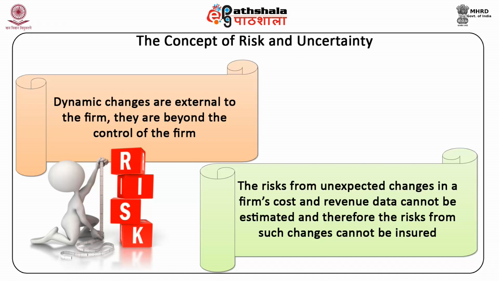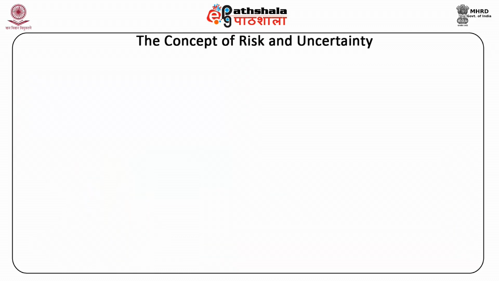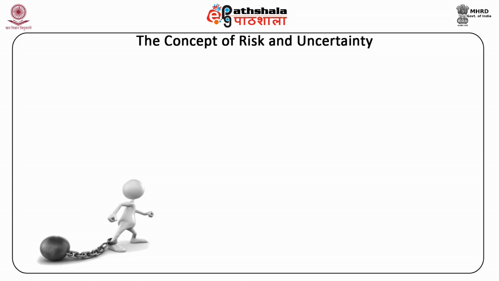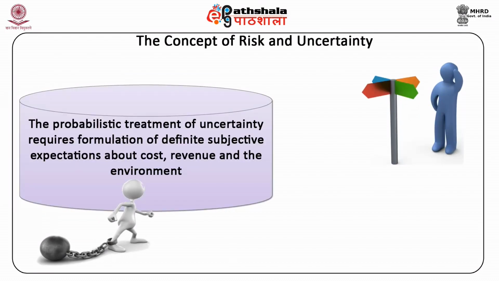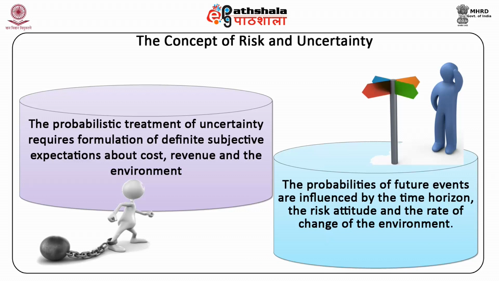But producers must attempt to predict the future cost and revenue data of their firms and determine the output and price policies. Managerial economists have tried to take account of uncertainty with the help of subjective probability. The probabilistic treatment of uncertainty requires the formulation of definite subjective expectations about cost, revenue, and the environment. The probabilities of future events are influenced by the time horizon, the risk attitude, and the rate of change of the environment.